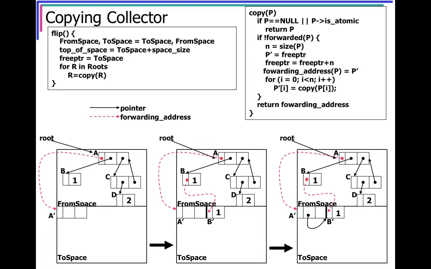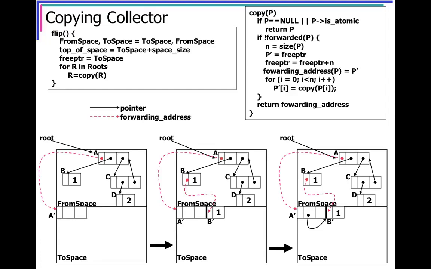We're going to flip from the from space to the to space. So the first thing we do is we chase our roots, and for each object that we can reach, in this case A, we're going to copy it to the to space. When we make a copy of the object, we do a byte for byte copy of the entire object. We're going to call the new object A prime in this case.